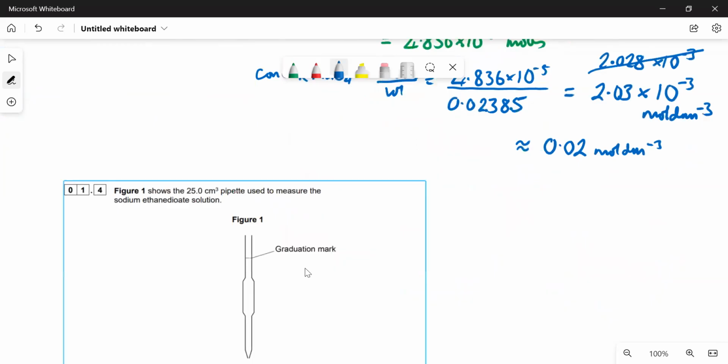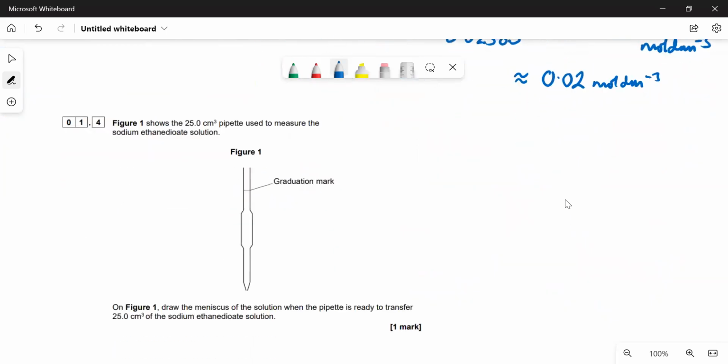Okay, so here's a question about practical. This paper, of course, paper 3, is with an emphasis on the practical work. We've got a 25 centimeter cube pipette. On figure 1, draw the meniscus of the solution when the pipette is ready to transfer. So I'm going to draw it nice and big here.